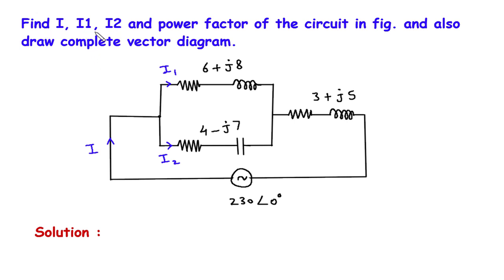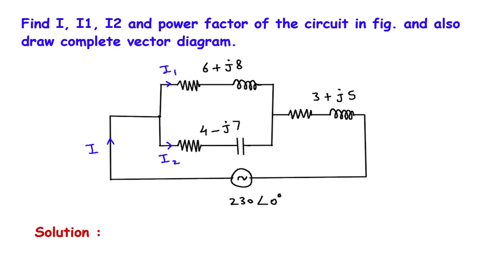Find I, I1, I2 and power factor of the circuit in figure and also draw complete vector diagram. So this is the circuit diagram. We have to find this current I, this current I1 and this current I2. And also we have to draw the vector diagram for this circuit.